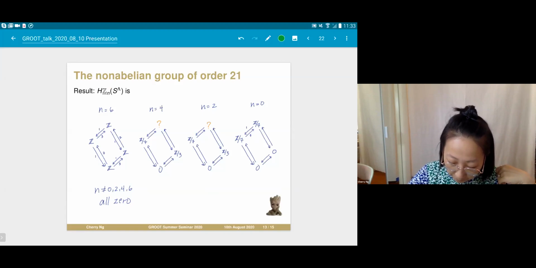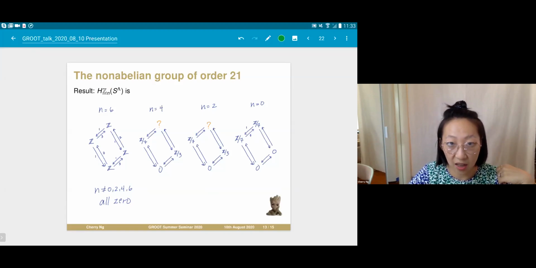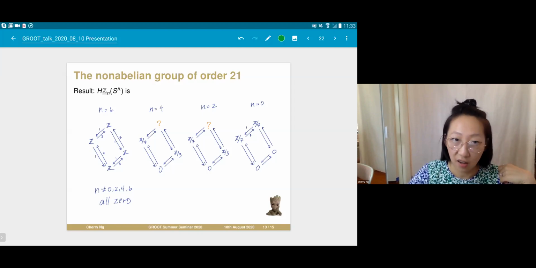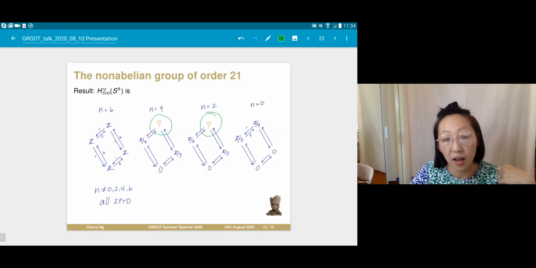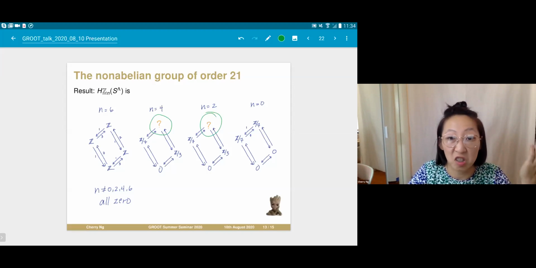And here is the result so far. What we have is that it is concentrated in even dimensions. There are still some unknowns, as you can see. We are not done, but that is something that I hope to finish in the next, I don't know, month or so, all, like, virus willing.